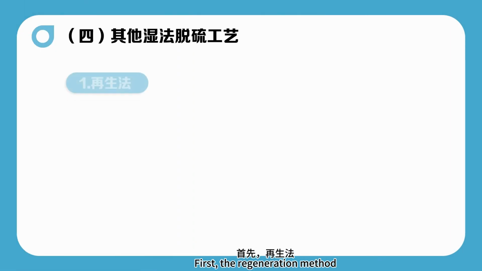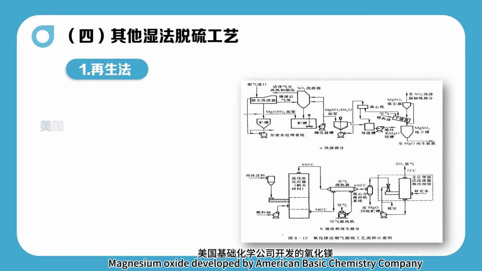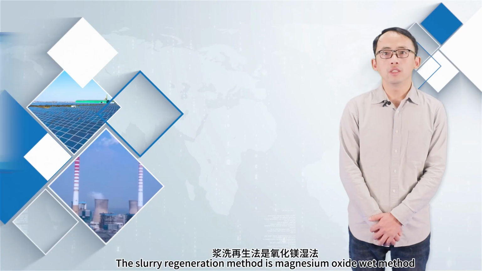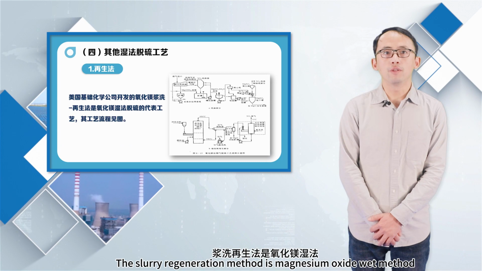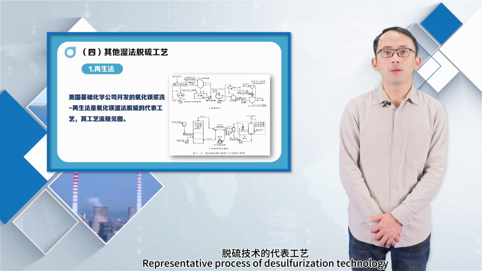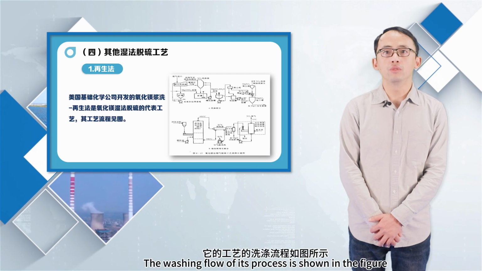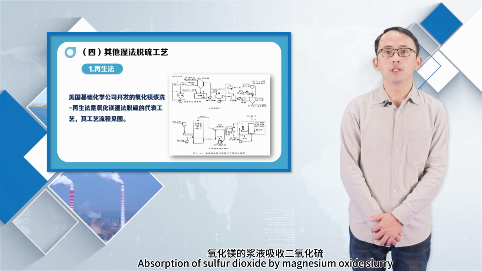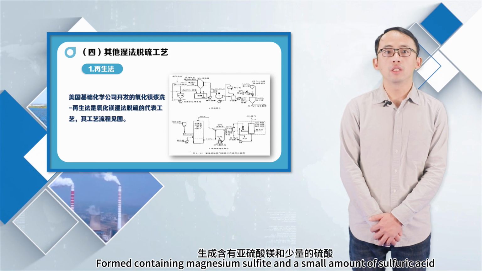First, the regeneration method. The magnesium oxide slurry regeneration method developed by American Basic Chemistry Company is the representative process of magnesium oxide wet desulfurization technology. The washing flow of its process is shown in the figure. Its basic principle is to use absorption of sulfur dioxide by magnesium oxide slurry, forming magnesium sulfite and a small amount of sulfuric acid.